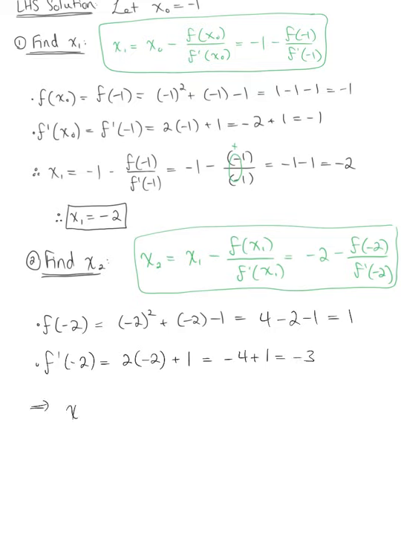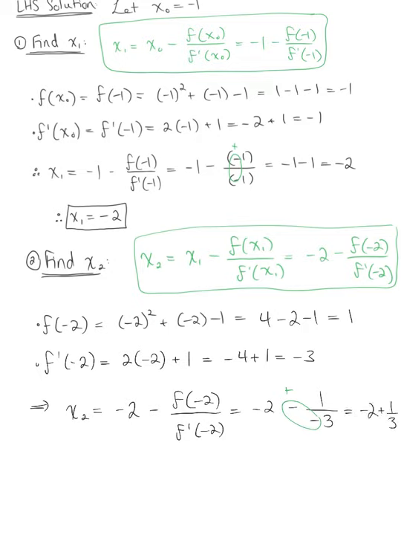So we have x sub 2 being equal to negative 2 minus the function evaluated at negative 2, all divided by f prime of negative 2. So negative 2 minus 1 divided by negative 3. So again, negative divided by negative leaves us with plus. So we have negative 2 plus 1/3.